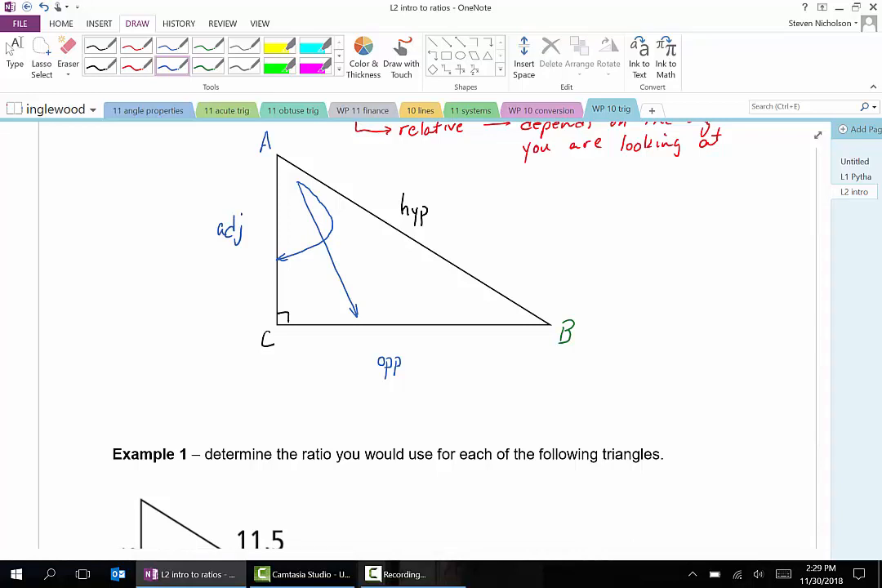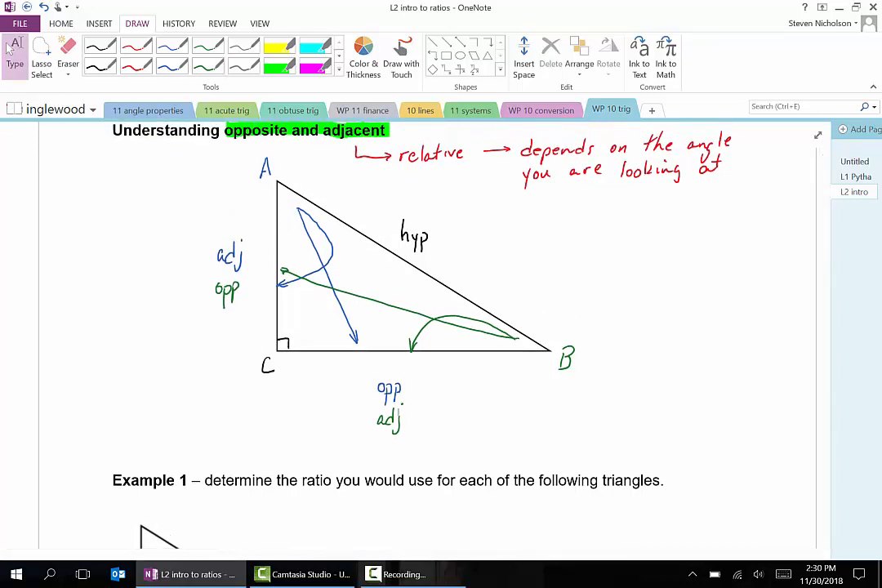So again, with any angle in a right triangle other than the right angle, you always have two sides, and one of them is going to be opposite and one of them is going to be adjacent. Okay, let's look at angle B. Well, relative to angle B, now the vertical side is not touching angle B. It's not next to angle B. It's opposite of angle B. And the horizontal side is adjacent to angle B.